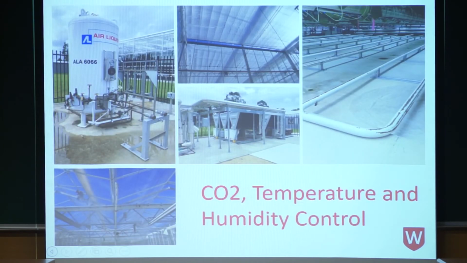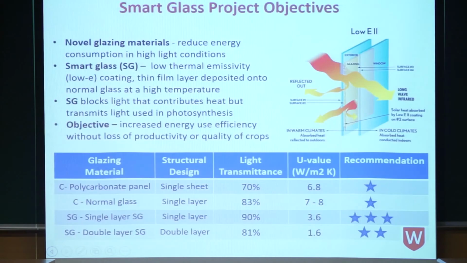And then, of course, we have these various control systems. But the idea is, because the production of plant material in protected cropping can be quite expensive, particularly in a place that gets a lot of sun, like Spain or like Australia, we need to be able to reduce this radiation load to decrease energy use. So the idea is to increase energy use efficiency without losing productivity.